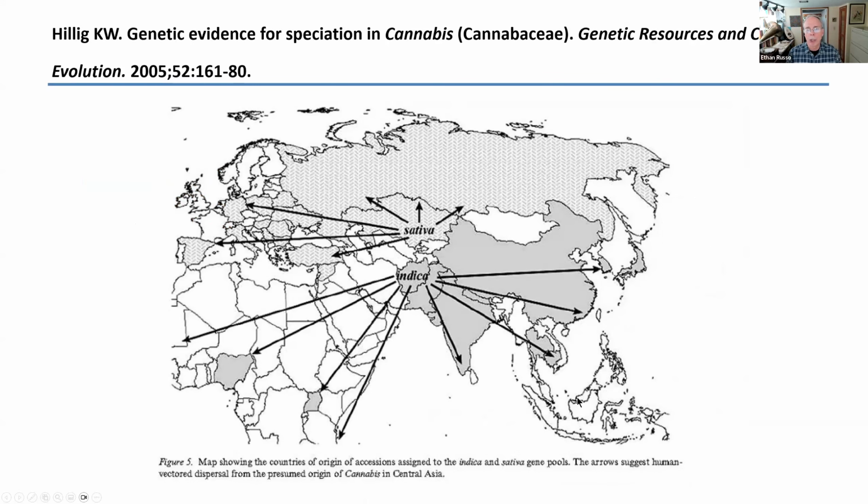Hillig's idea was that indica originated in Afghanistan and spread east, and sativa somewhat north and spreading both east and west. Again, current thinking, and I have to admit I've been on every side of this issue, but the current thinking is that Cannabis sativa encompasses all the types of cannabis, but that's based in part on the fact that every type of cannabis can hybridize and produce fertile offspring with any other type of cannabis.